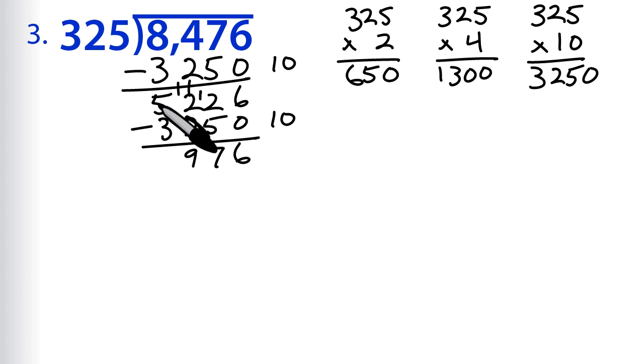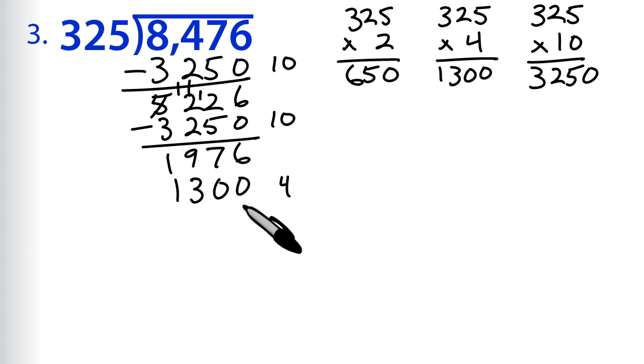This is 4 now because we borrowed from it. So 4 minus 3 is 1. So 1,976 is what we're working with now. And now that's too small to use 10 as a multiple, but we can use 4 as a multiple. So let's put a partial answer of 4 here. And that's going to be 1,300.